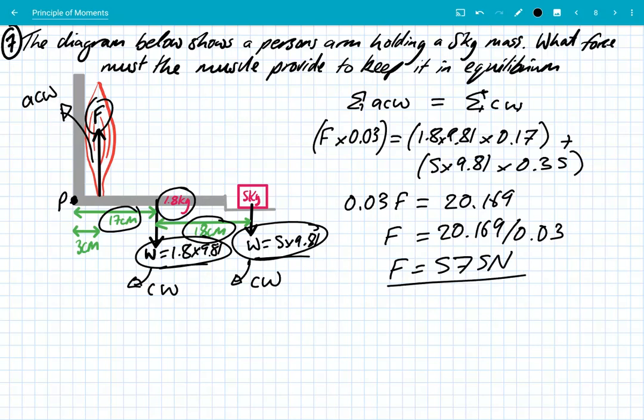The reason why I need such a large force is because the distance from where the muscle joins onto the bone is a very small distance to the pivot. So a smaller distance means you need a larger force, whereas the mass is only 5 kilograms. Therefore, it's a small force, but it's at a much greater distance. It has a larger moment.